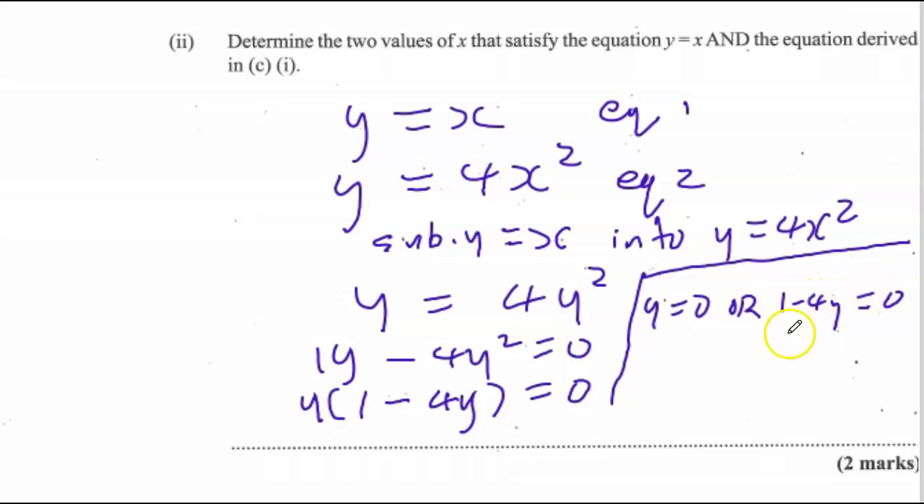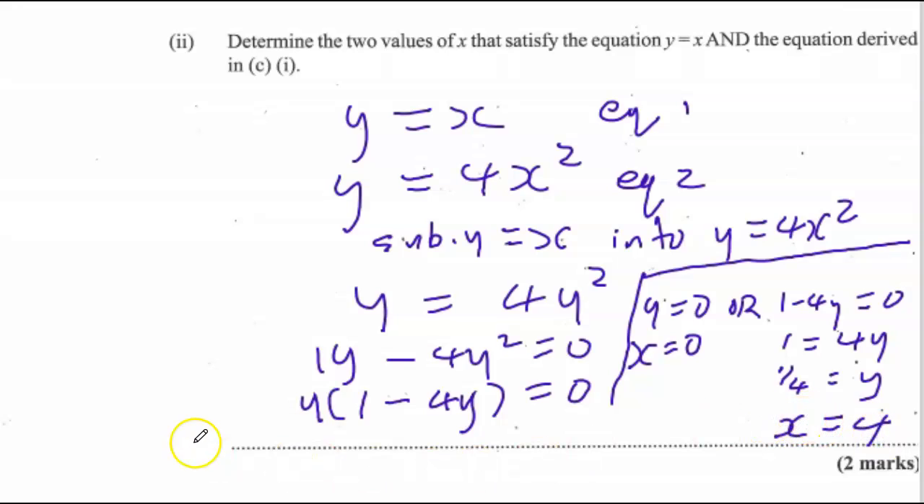To solve this equation, 1 equal to 4y, divide both sides by 4, then y is a quarter. And of course, we can use this to get the x values. Remember, y is equal to x. Alright? So if y is 0, x is also 0. And if y is a quarter, here, x is also a quarter. That's our solution. Alright, so when y is 0, x is 0. And when y is a quarter, x is a quarter, since y is equal to x.